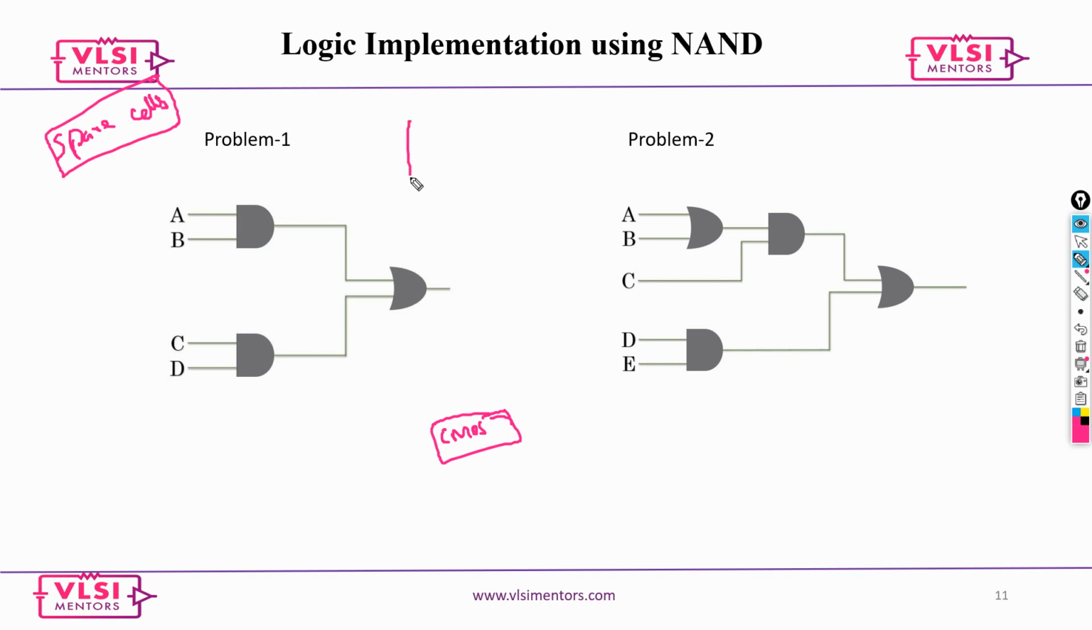Say for example, this is your whole chip. Now you will have different blocks, so you have different blocks.